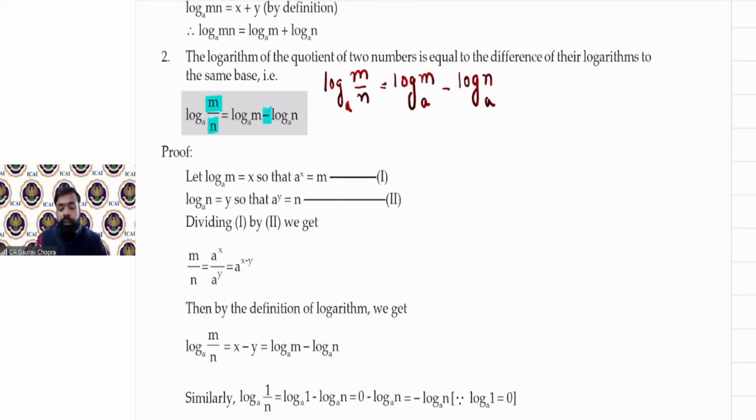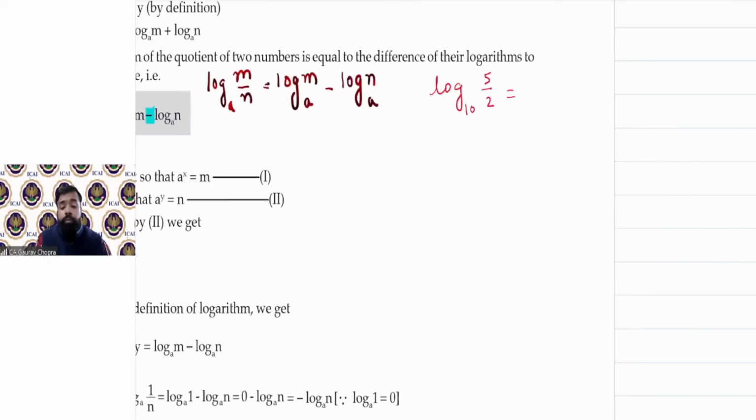Let's take one example. If we write log of 5 upon 2 base 10, then it can be written as log of 5 base 10 minus log of 2 base 10. Okay, so this is the second property.